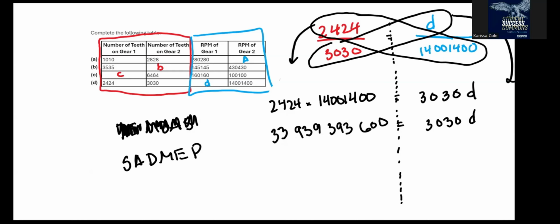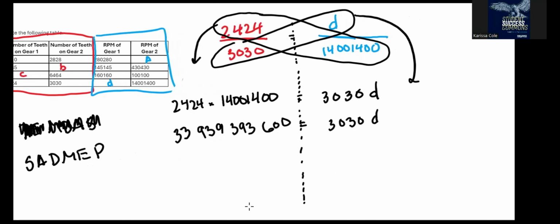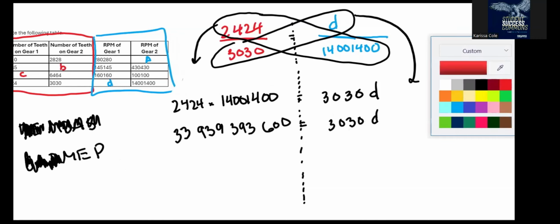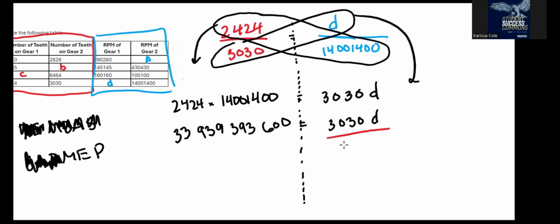And this, again, SADMAP always centers around the variable, the letter. So looking at the letter, is there any subtraction? No. Addition? No. Division? No. Multiplication? Yes, these two are being multiplied. Whether you have the multiplication symbol or they're just smushed together, they are being multiplied. So I need to undo that by dividing.